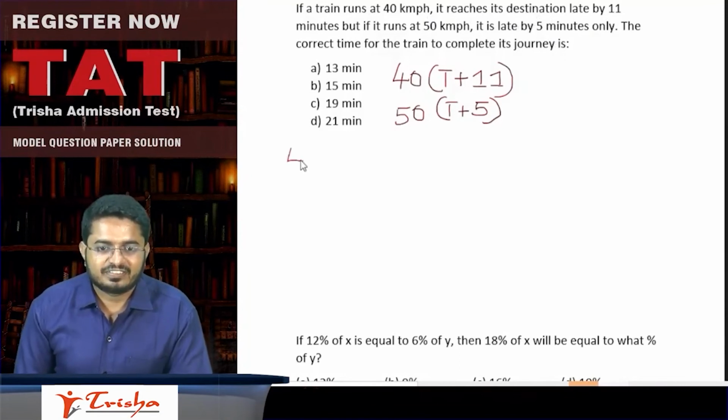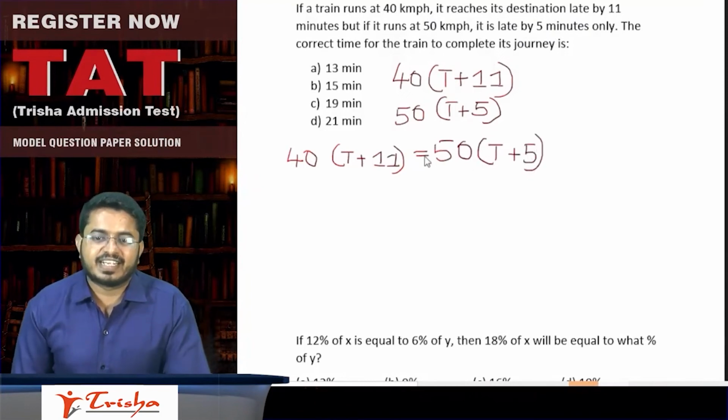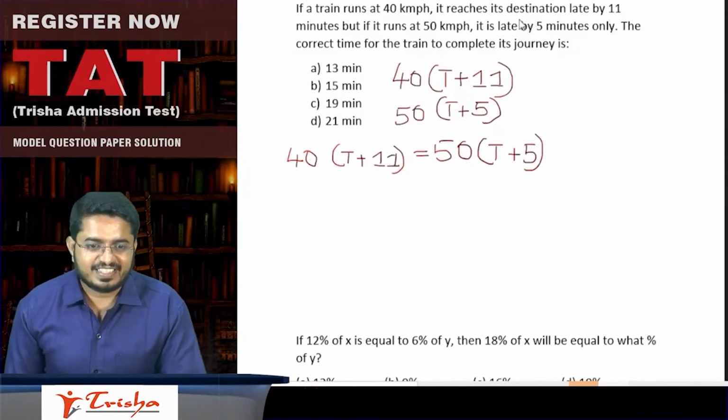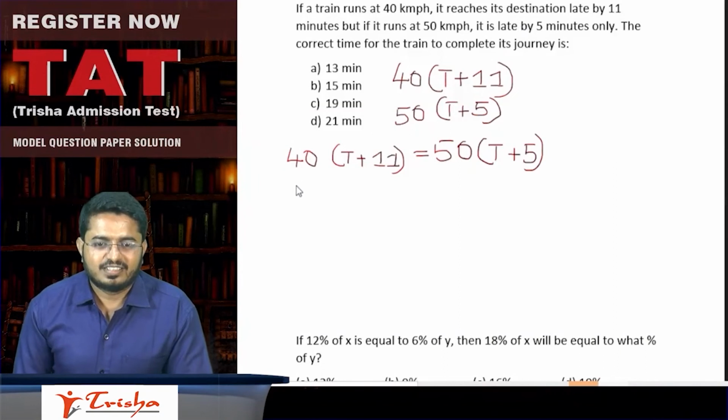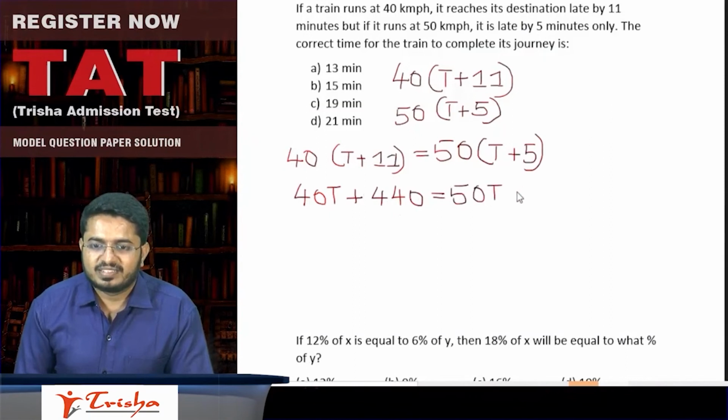So can we write it like this? 40 into (T plus 11) is equal to 50 into (T plus 5). Can we write this? Yes, you are right. Why are we writing this equal to? Because in both the cases, destination is the same, correct? So now just multiply, take out the parenthesis. 40 into T, 40T plus 40 into 11, 440. And then 50 into T, 50T plus 50 into 5, 250.